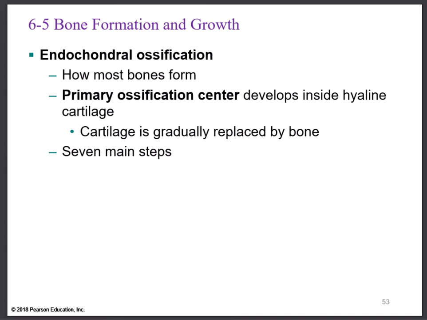So let's take a look at endochondral ossification first. This is how most bones in the skeleton form. We're going to see there's something called a primary ossification center that develops in the middle of the shaft, the diaphysis of the hyaline cartilage, and then that's going to eventually be replaced by bone, as we said before. And we can break this process into 7 steps.